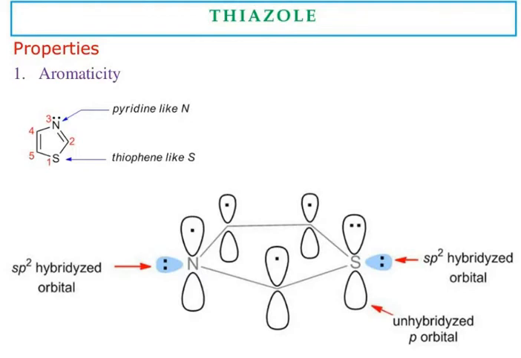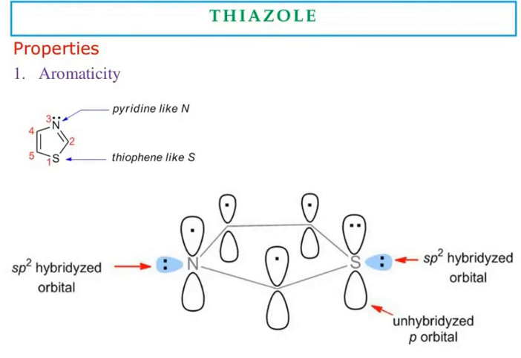First, if you are talking about the aromaticity, we have the nitrogen and sulfur. This nitrogen is like pyridine nitrogen. Why are we talking about pyridine-like and pyrrole-like nitrogens? Because their properties are different and they are opposite to each other. Concerning properties, sulfur is thiophene-like sulfur.